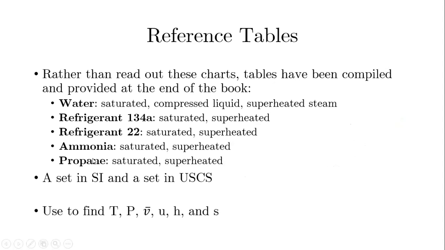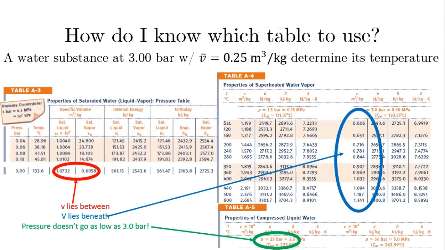Okay, we have a set in the back of the book in SI units, which I believe are in red color, and the tables that are blue color are in the customary U.S. imperial system. Okay, and we can use these tables to find temperature, pressure, specific volume, specific internal energy, specific enthalpy and entropy, which we'll discuss later. H and S we'll discuss later, but we can find T, P, v, and u directly from those tables. And again, we will need one or two depending on where we are. So let's look at an example quick, and then we'll do another one on the board in a second.